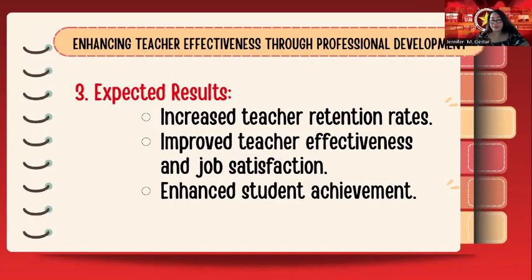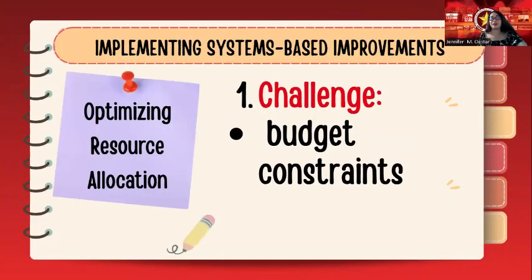For the third scenario or case study, implementing systems-based improvement in optimizing resource allocation. The foremost challenge is the budget constraints, where schools face budget issues and must find ways to allocate resources more efficiently.